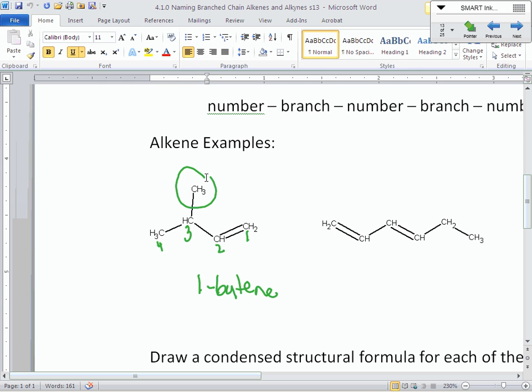Now we need to name our branch. It's a methyl. It's in the number 3 position. It's a 3-methyl-1-butene. All right?